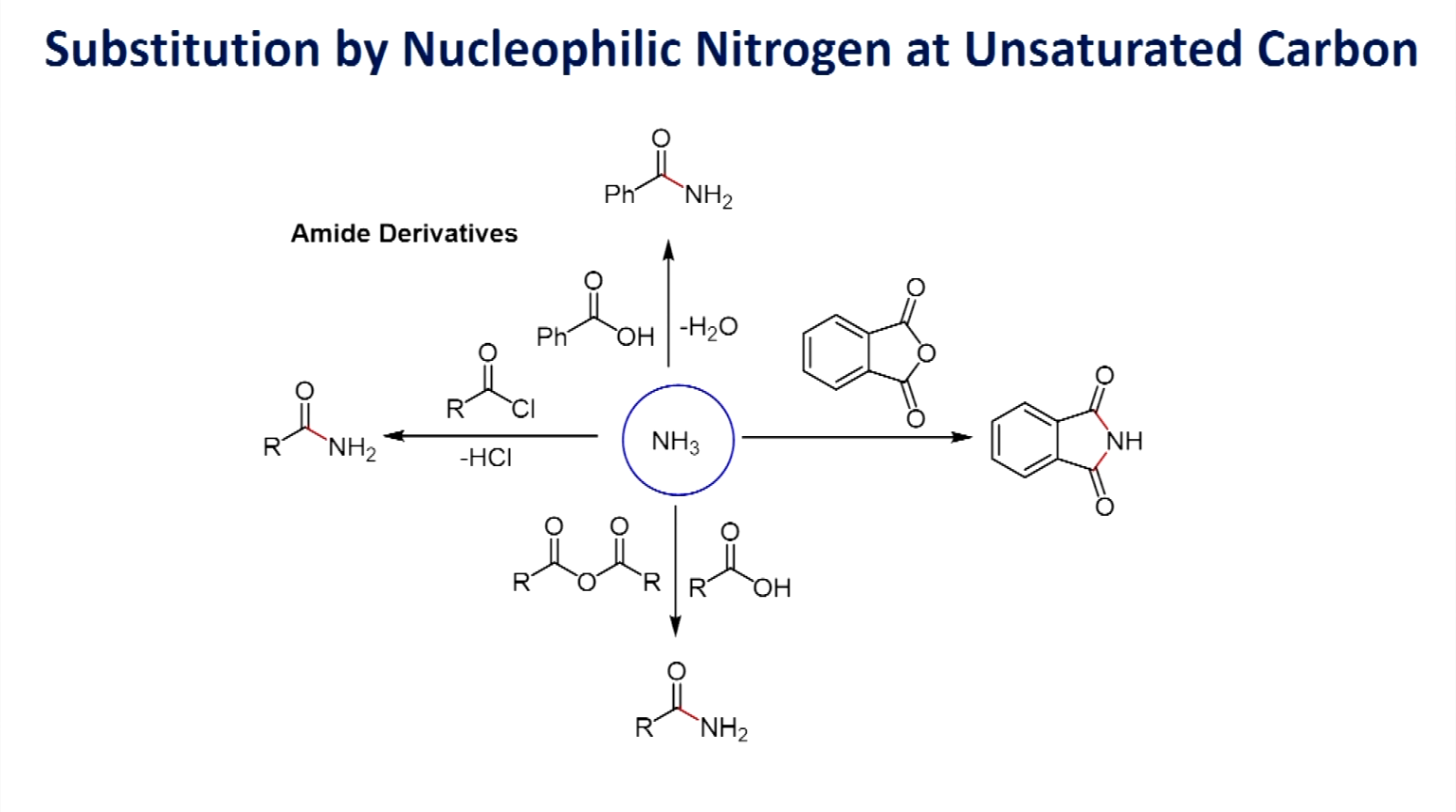Here the reaction of ammonia with a variety of unsaturated carbon systems is shown. If you look at the reaction of benzoic acid with ammonia, you will be able to form benzamide as the product by removal of water. Generally, the reaction of amine with aliphatic carboxylic acid is very difficult, it forms a salt. However, you can try to make amide with aryl carboxylic acid.